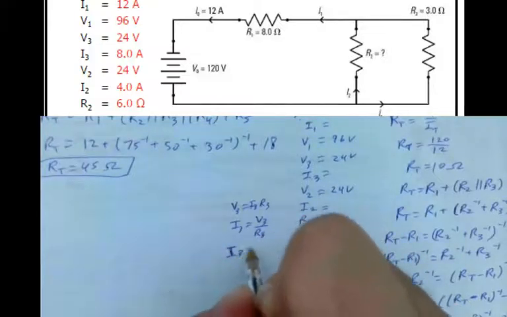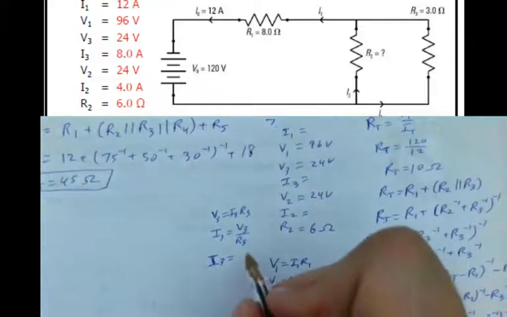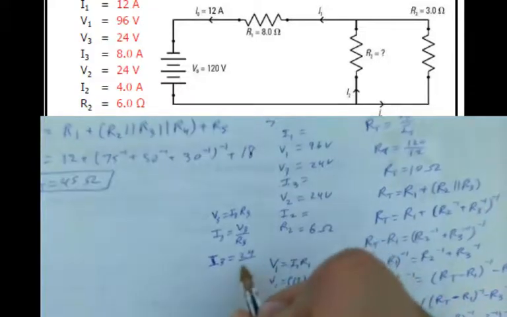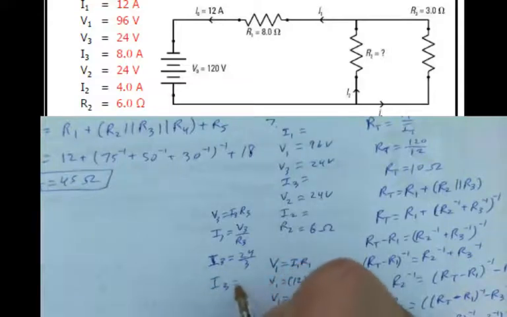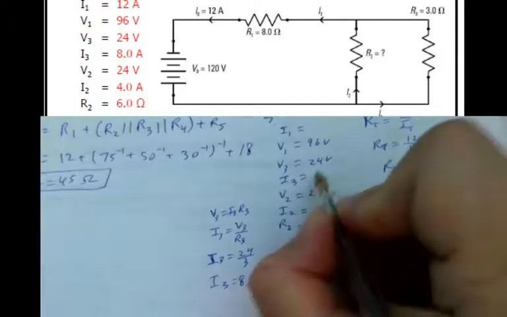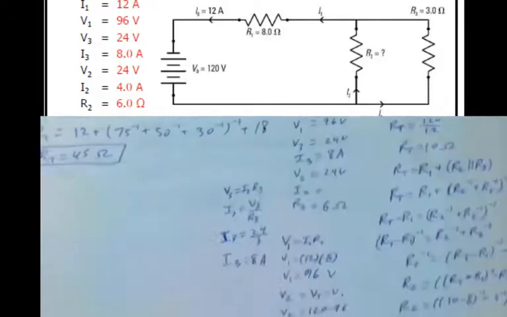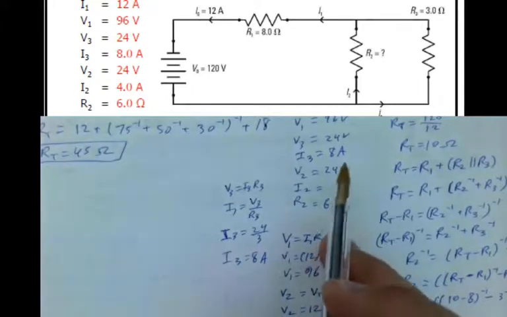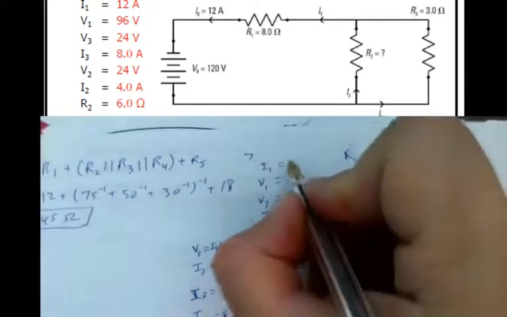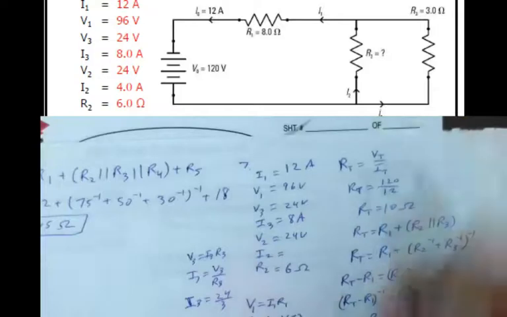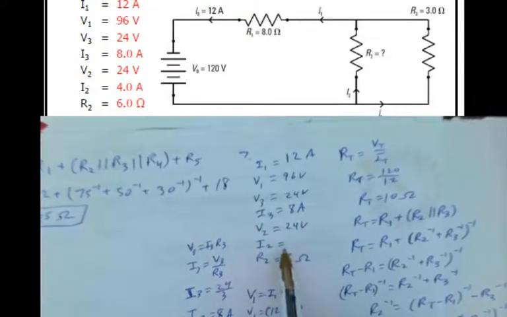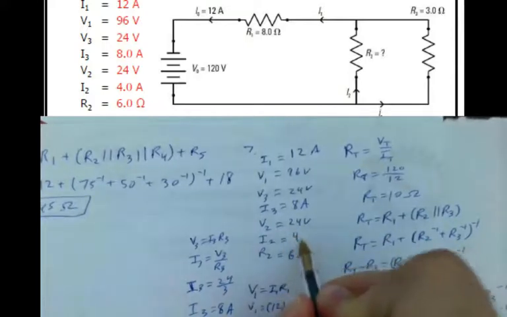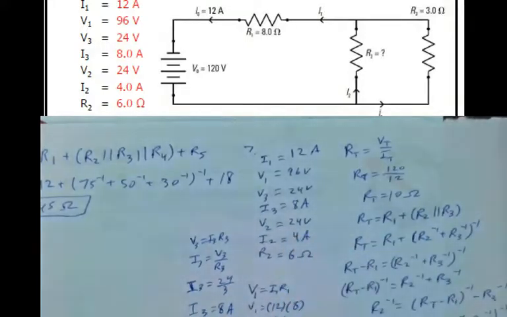So I3 would be 24 over 3. That would equal 8 in this case, 8 amps. I3 equals 8 amps. And now, knowing, I guess we could have filled this in from the start, that's 12. Knowing that we have 12 going into the junction where I2 and I3 split, I can subtract those to get my final solution.